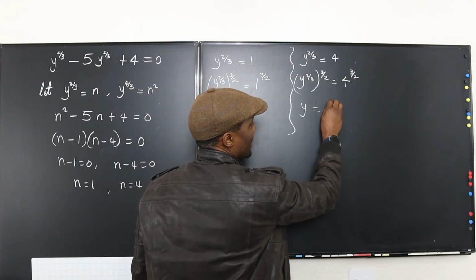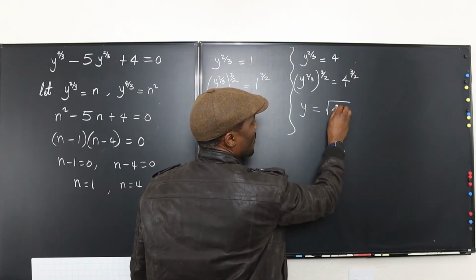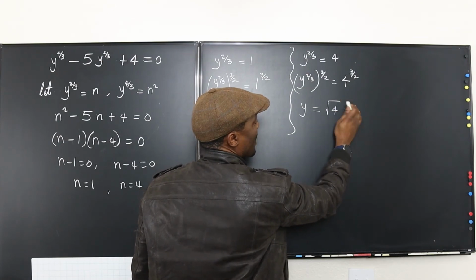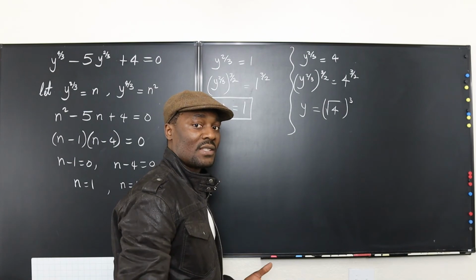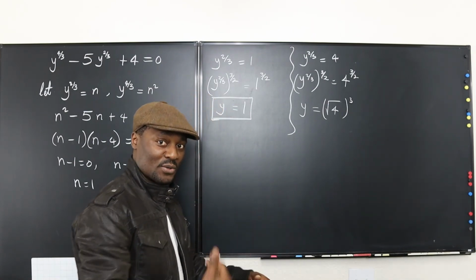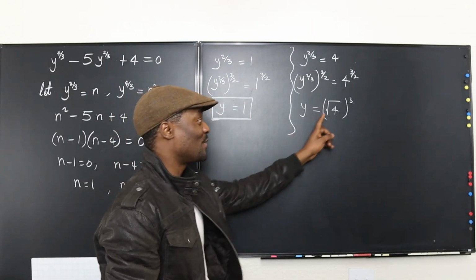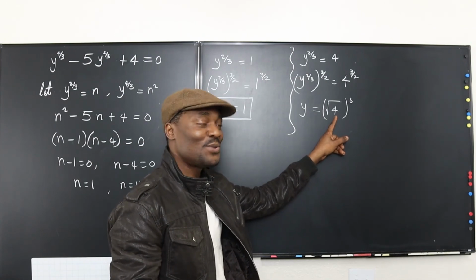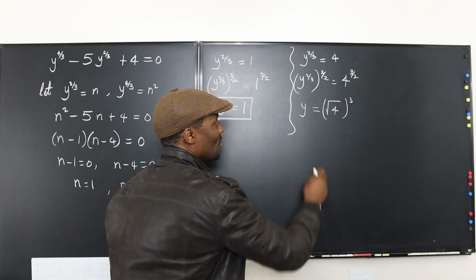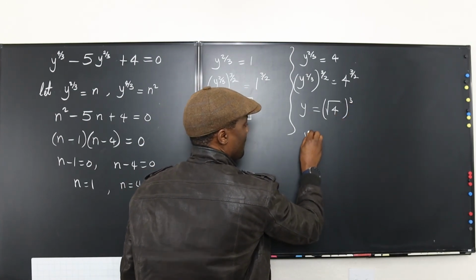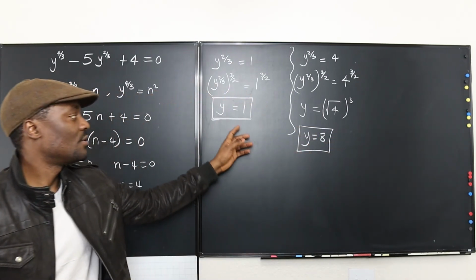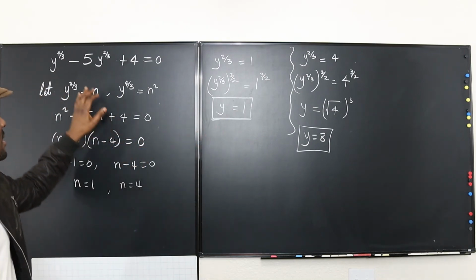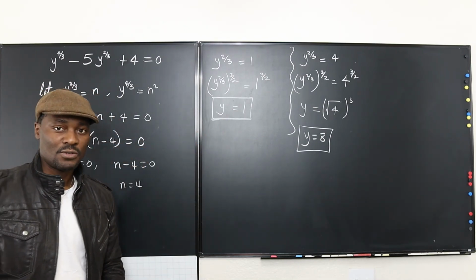Or you just rewrite it and say square root of 4 raised to power 3. You can do that. Or you can say 4 to the third and then you take the square root. Well, you're going to get 64. Square root of 64 is 8. Or you take the square root first, which is going to be 2, then raised to power 3 is going to be 8. So we end up with y equals 8. Okay, so those are the two possible values of y that's going to make this quadratic equation true.